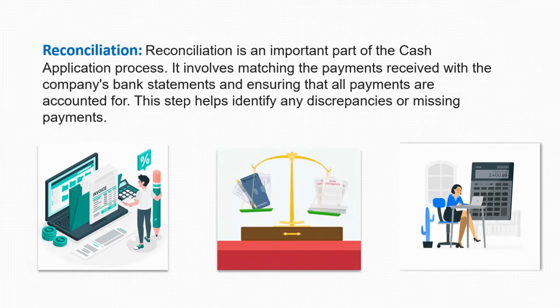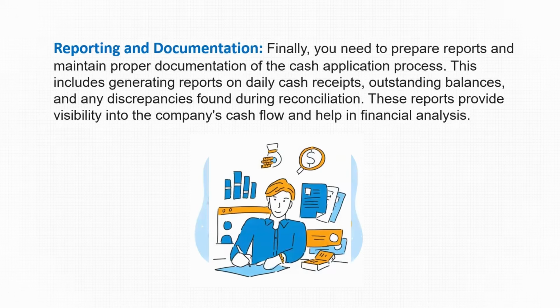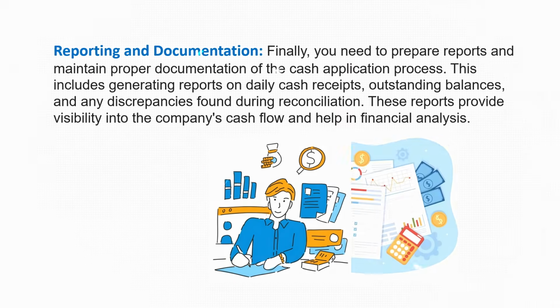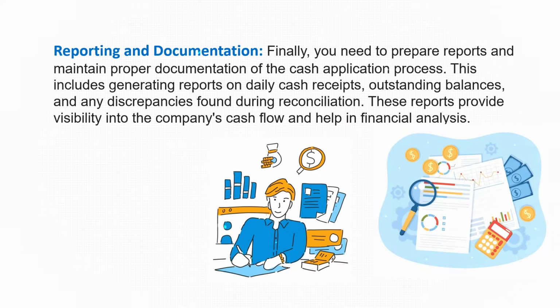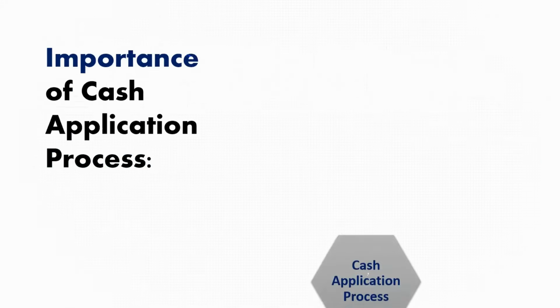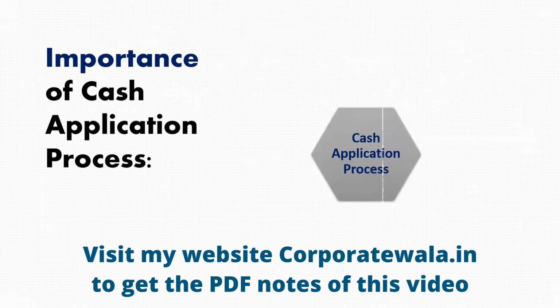Once you have completed your reconciliation process, you can move to the next stage, which is going to be the final stage of reporting and documentation. So finally, what you are going to do is prepare a report and maintain proper documentation of cash application process. This will include generating reports like daily cash receipts, outstanding balances, and any discrepancies found during the reconciliation process. These reports provide visibility into the company's cash flow and help in financial analysis. Okay, great. Now let's move on and talk about what is the importance of cash application process.